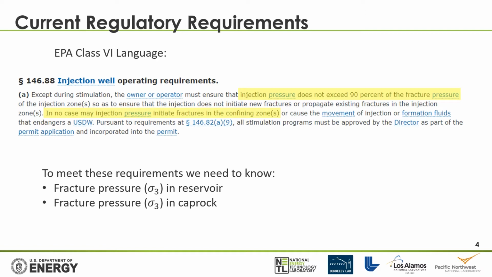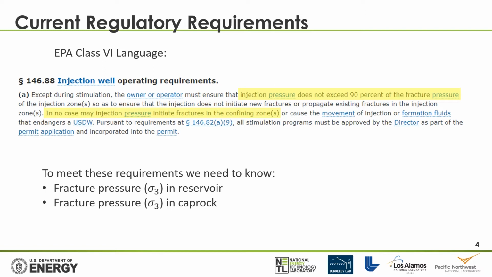So I want to just talk very quickly about the current regulatory requirements and how SOSAT would fit into those. So focusing on the EPA Class 6 language, I just have a highlight here of one of the requirements specifying that the injection pressure must not exceed 90% of the fracture pressure or minimum principal stress. And in no case may the injection pressure initiate fractures.